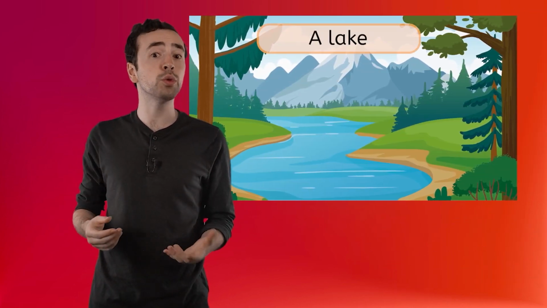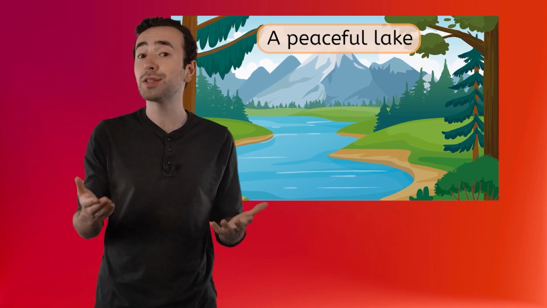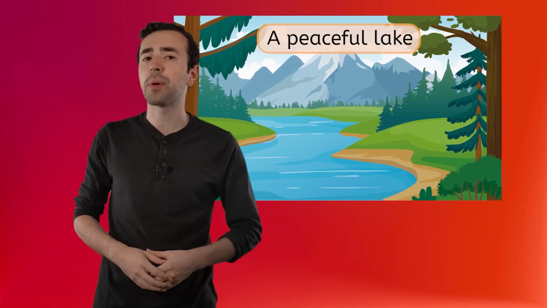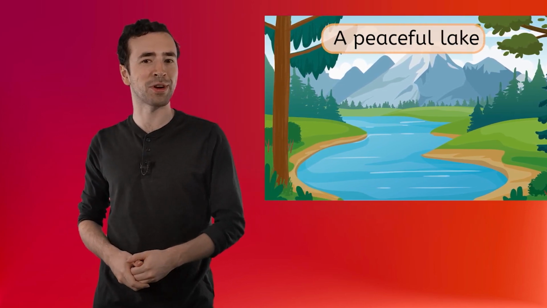Maybe you wrote something like artistic, smart, or athletic. Adjectives are words that describe nouns. These words add detail to our writing. Instead of just a lake, we can use an adjective to describe it to give us a better picture. Maybe this lake becomes a peaceful lake. Adjectives help make our nouns and pronouns sparkle. Really great job so far.